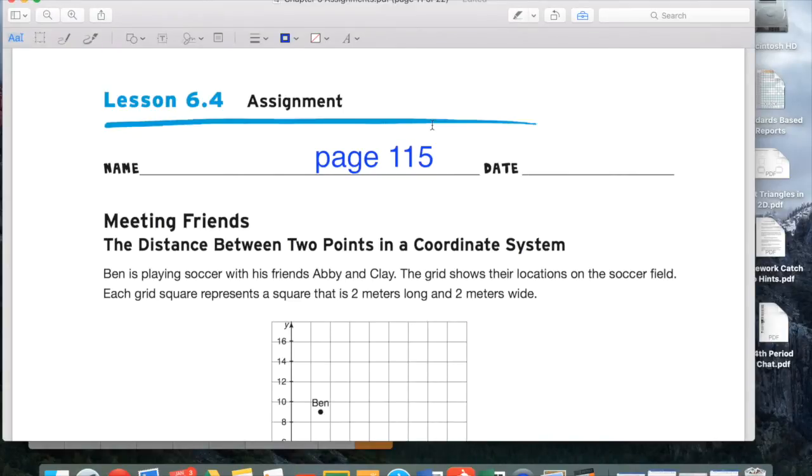Tonight's homework is going to start on page 115 of your assignment workbook, which is the skinny workbook.